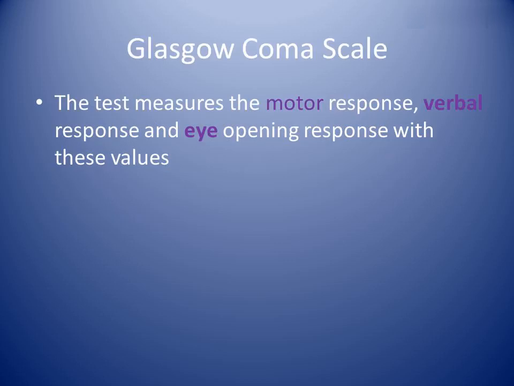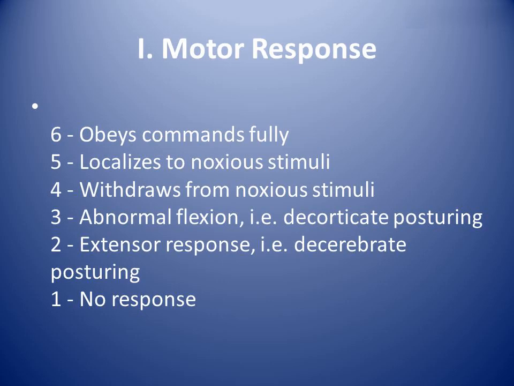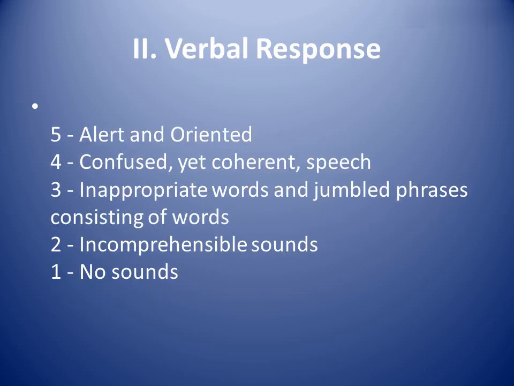Glasgow Coma Scale. The test measures the motor response, verbal response and eye-opening response with these values. Motor response. 6. Obeys commands fully. 5. Localizes to noxious stimuli. 4. Withdraws from noxious stimuli. 3. Abnormal flexion, i.e. decorticate posturing. 2. Extensor response, i.e. decerebrate posturing. 1. No response.